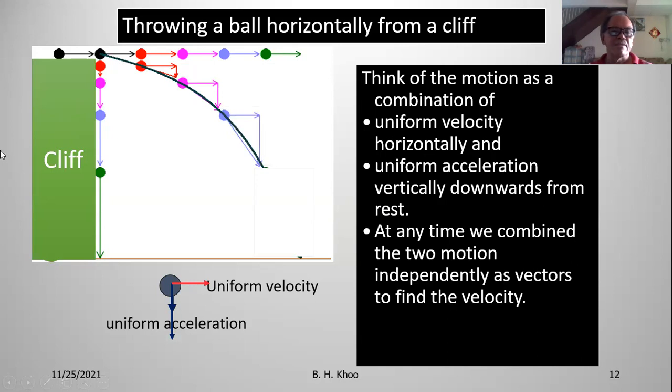The second, the blue vector, horizontally is still the same. Horizontally, it doesn't change. Vertically, the velocity increases. There's a horizontal and vertical velocity. And then finally, the fourth second.